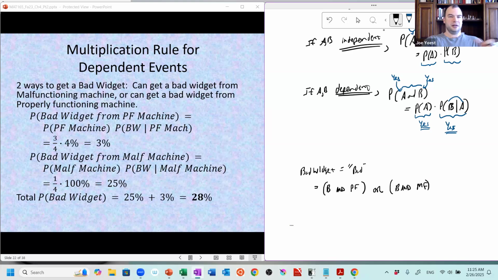A specific widget could not have both come from a properly functioning machine and a malfunctioning machine. So these are mutually exclusive events. Because a given widget either came from a properly functioning machine or a malfunctioning machine, but it can't have come from both.